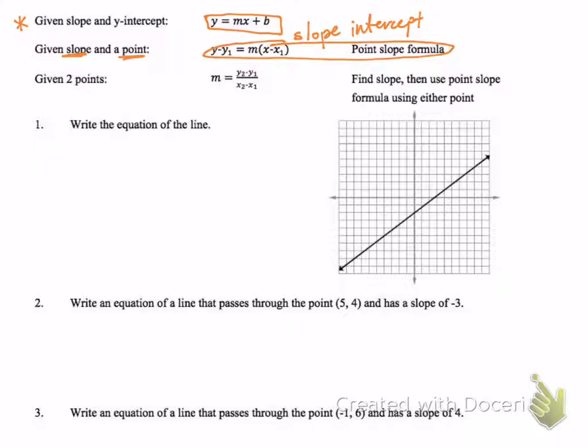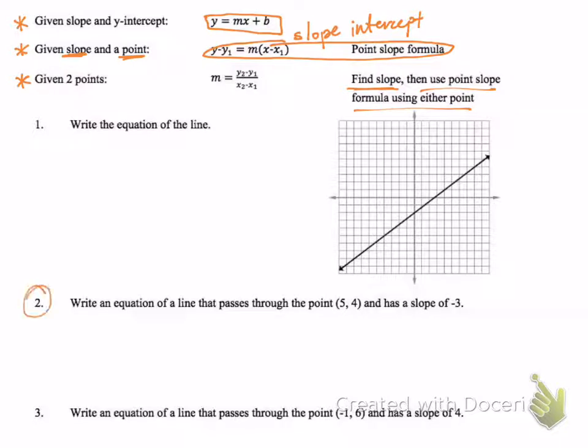Then if you are given 2 points, so let's say it gives you 2 ordered pairs, you're going to have to find the slope first, then use the point-slope formula. So it's like a 2-step process. So we're going to do one of each of the last 2. I'm not going to show you how to give a slope and a y-intercept.